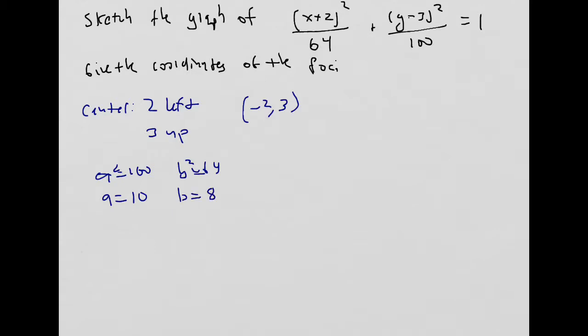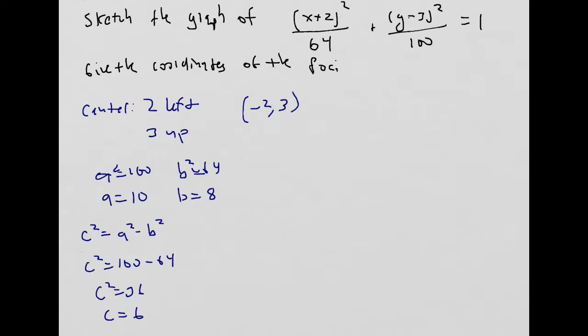From here, we can go right ahead and calculate c. Remember, you need to memorize this formula: c squared is equal to a squared minus b squared. So c squared equals 100 minus 64, which is 36. When we take the square root of that, c equals 6. Remember, c tells you how many units the foci are away from the center.